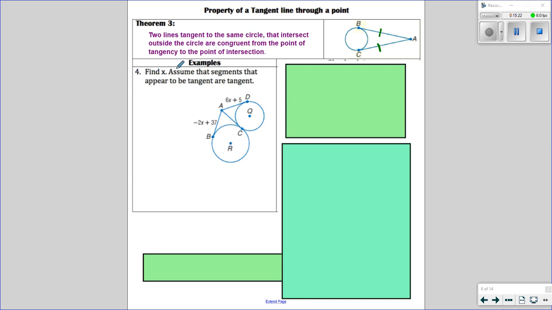They say find x. Assume that the segments that appear to be tangent are tangent. So that means AD and BA are tangent. And so is AC, because it's tangent to both of the circles. All right.